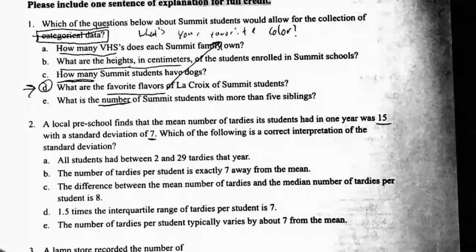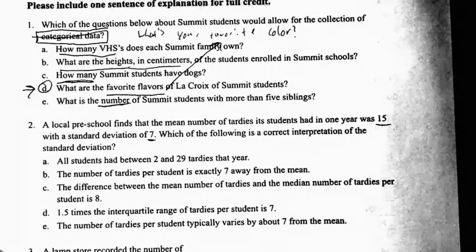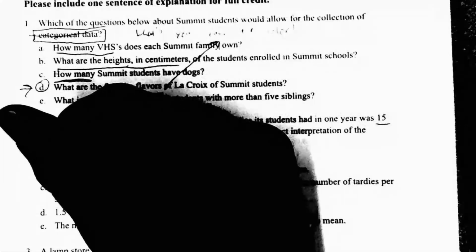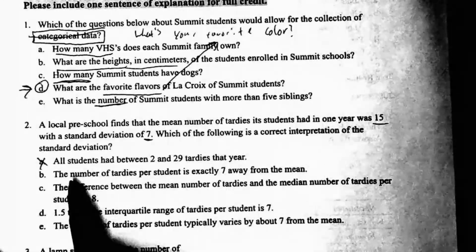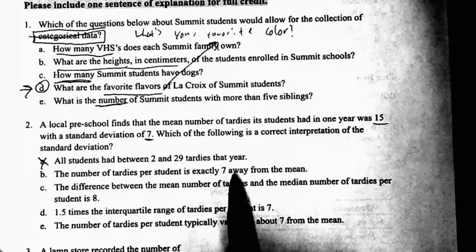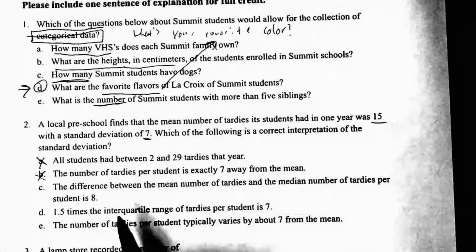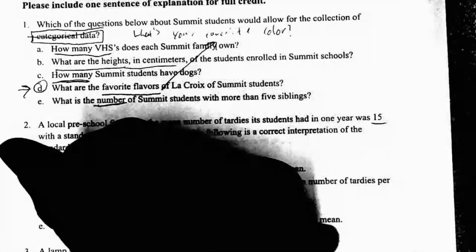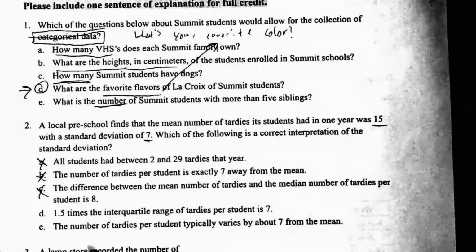Okay. A local preschool finds the mean number of tardies its students had in 1 year was 15, with a standard deviation of 7. Which of the following is correct interpretation of the standard deviation? All students had between 2 and 29 tardies that year. No, that's not true. The number of tardies per student is exactly 7 away from the mean. Nope, that's not true. The difference between the mean number of tardies and the median number of tardies is 8. That's not true. We don't know what the median is.